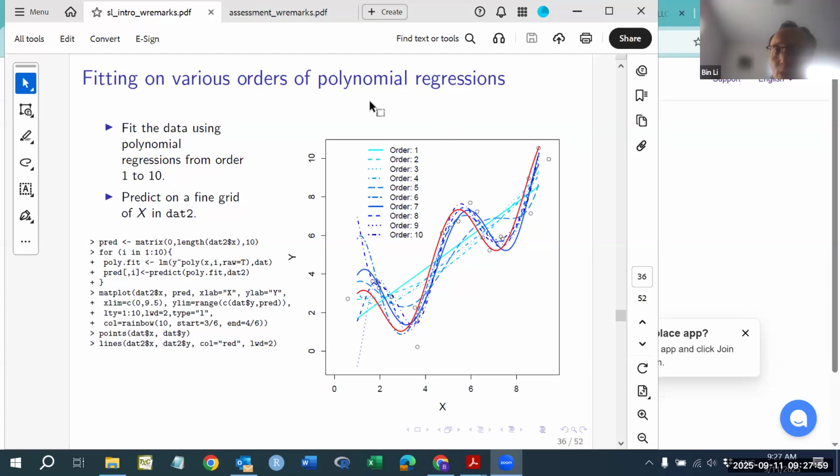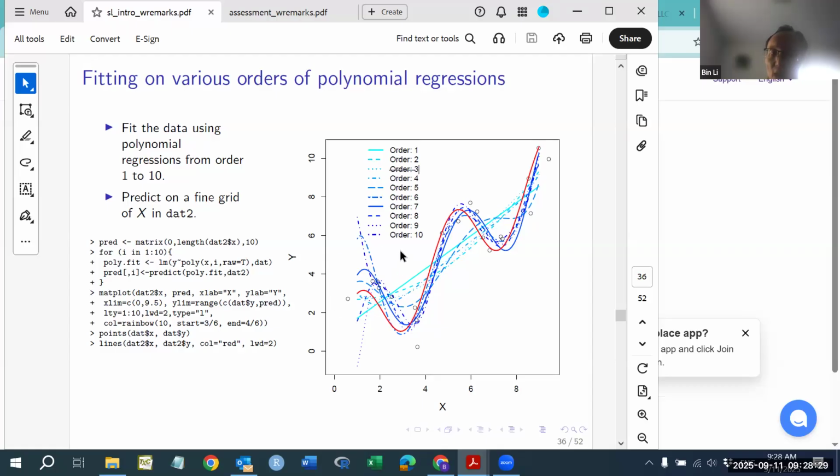I use polynomial regressions. Polynomial regression is a general case that contains the multiple linear regression, right? With the order being 1, that's linear regression. When the order is 2 for the polynomial, that's the quadratic model. When the order is 3, that's the cubic model, and so on.